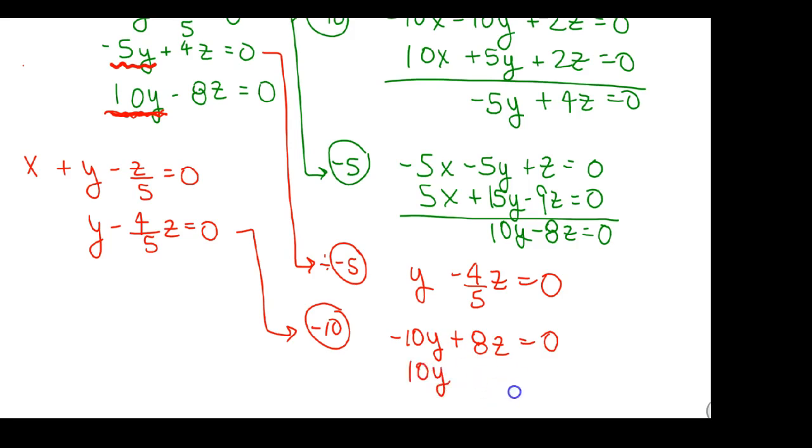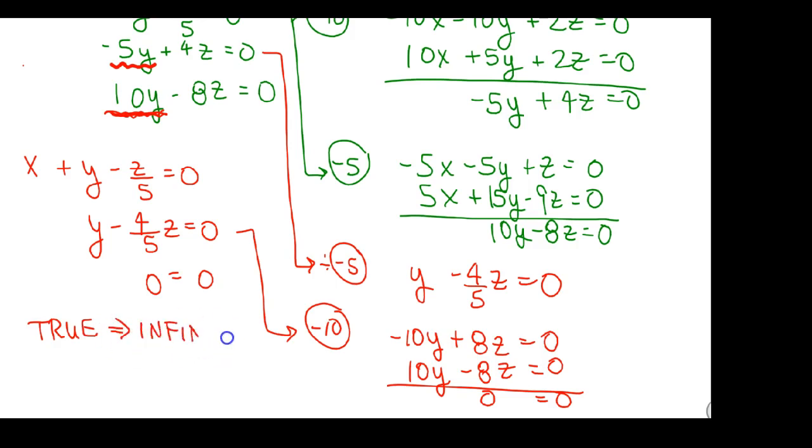Now I copy row 3 under it, and I add those together. The y does give me a 0 coefficient, but I also lose the z term. However, this time I have a true statement. This indicates an infinite number of solutions. So how do we state our answer?